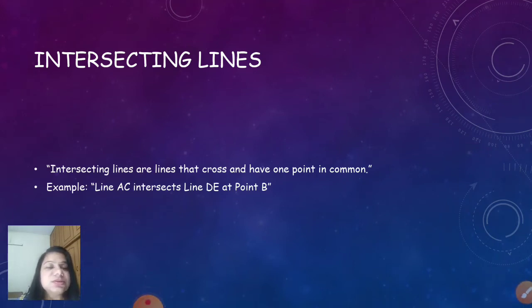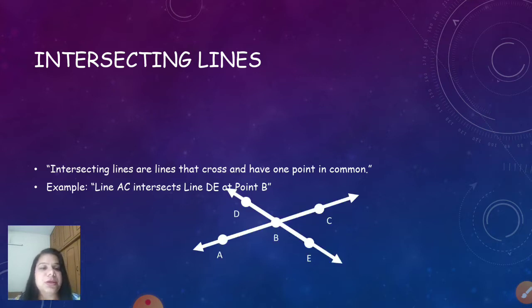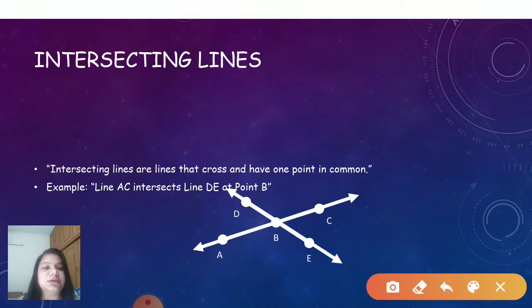So now we are going to start discussing what are different pairs of lines. So in our list is intersecting lines. So what are intersecting lines? Intersecting lines are lines that cross and have one point in common. So for example, you can see here the lines are AC and the line DE, and the intersection point of these two lines is what? Intersection point is the point B.